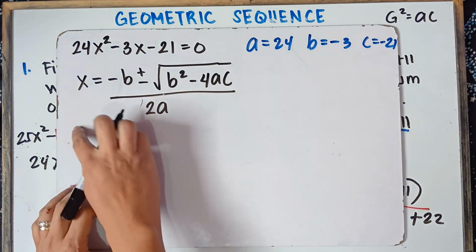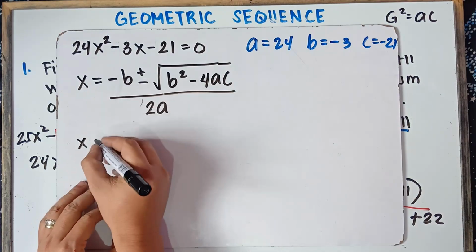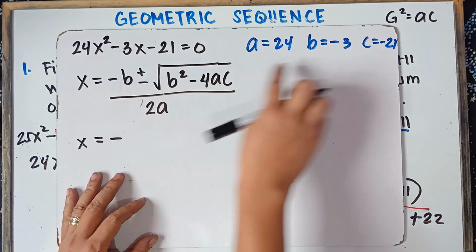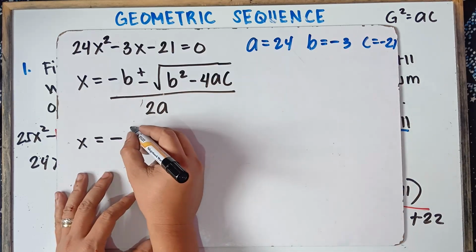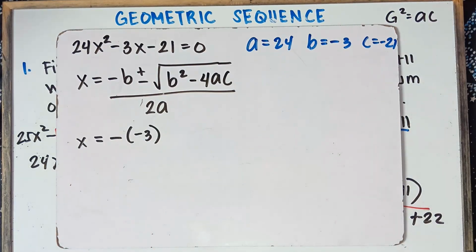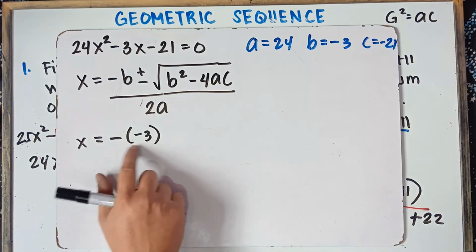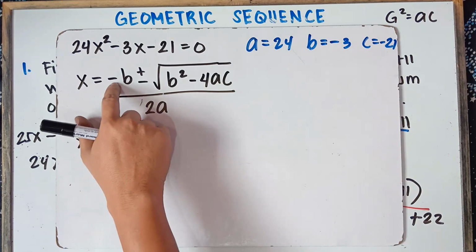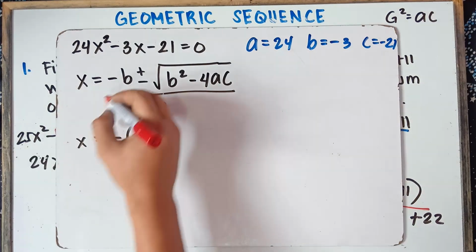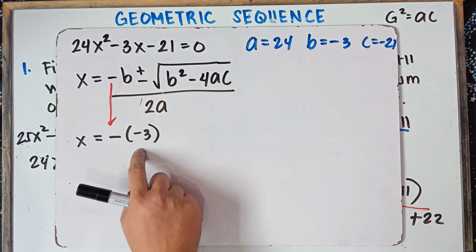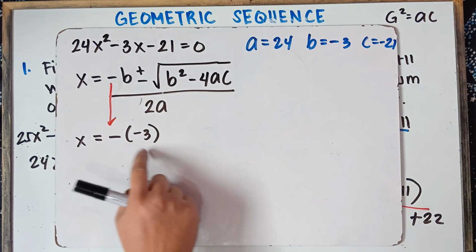Alright, and the next step, you copy x, and then copy the equal sign, copy the negative sign, and then the value of b, that would be negative 3. So therefore, we need to put parentheses. This will be negative 3. Once again, class, I hope you're not confused. Sir, why do you have two negatives? This first negative, class, came from the formula. It says negative b. And then the value of b, that would be negative 3. So that's why we have two negatives.